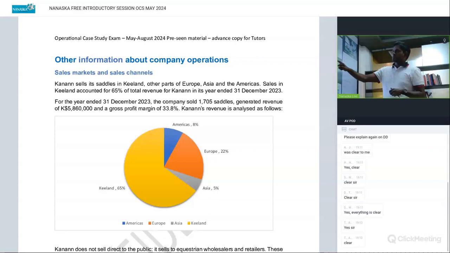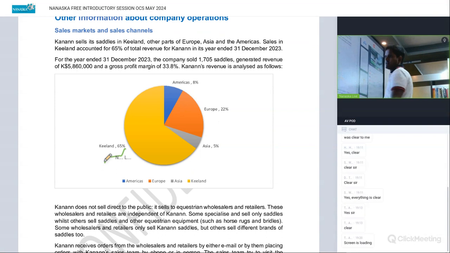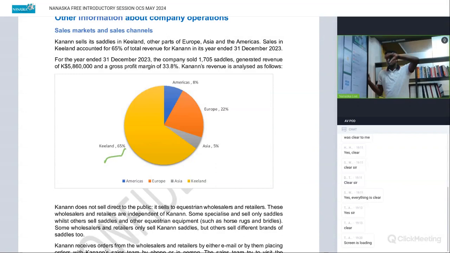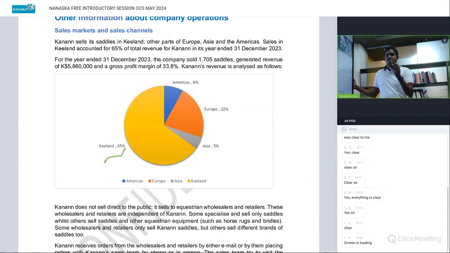So our main revenue is coming from Keelan. Our main revenue is coming from Keelan, 65%. So remember, we are a company selling all throughout the globe, right? This is America, Europe, Asia, Keelan, all of it. Majority, 65% of the sales, coming from Keelan.